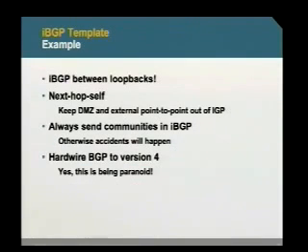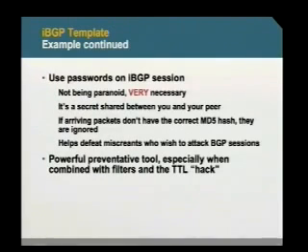So here's the iBGP one. Run iBGP from loopbacks. Use next hop self. So keep the demarcation zone and external point-to-point links out of IGP. Always send communities in iBGP, otherwise accidents will happen, especially the no export variety. Hardwire BGP to version 4. Being paranoid, but it pays to be paranoid on the internet, especially if you have an implementation that doesn't know what BGP version 3 is, or version 5. People try it just because they can.